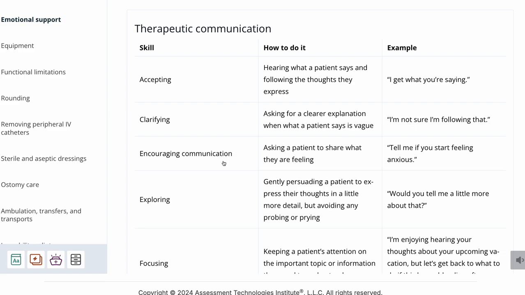Encouraging information. Maybe they're not talking to you, so you're trying to get them to say stuff. So you can say something like, tell me if you start to feel anxious, or tell me if you start to feel scared. That way I'm encouraging the patient, because sometimes you can see it on their face, but they're just not going to say it because they were taught maybe culturally that they're not supposed to say those things. They're supposed to take it like a man or whatever. So you can kind of say to them, it's okay to tell me if you're scared or if I'm making you feel uncomfortable. Just let me know.